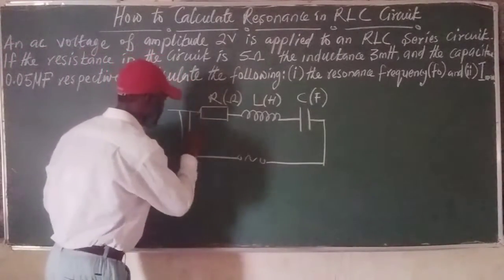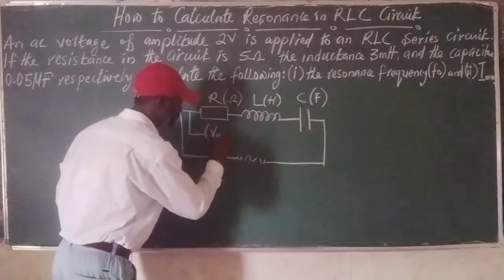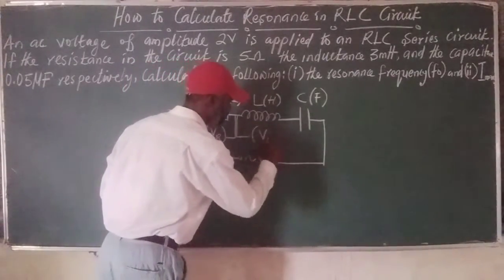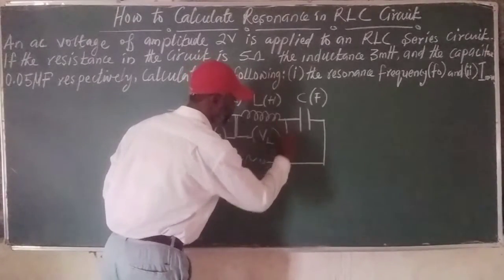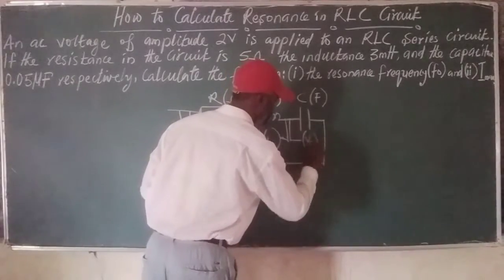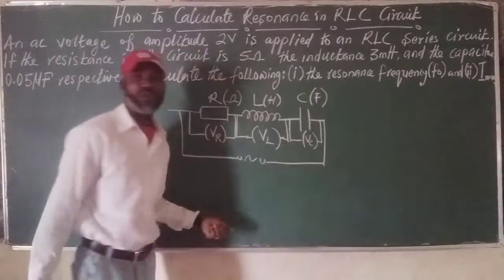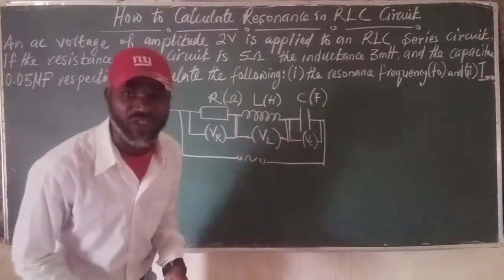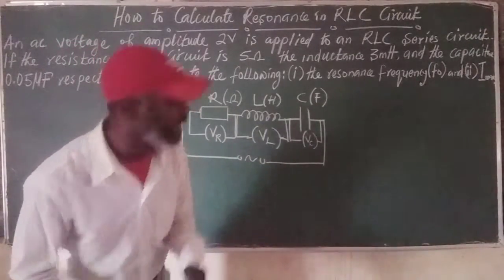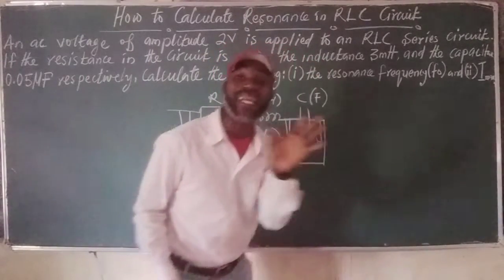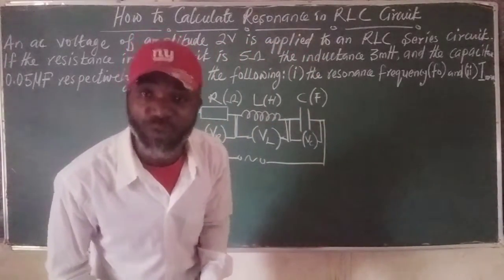So if we take care of this potential drop at this point, we also have potential drop at this point, and potential drop at this point as well. That's what we're going to take care of. But our concern is not about all these potential differences. No, what we need to do here is to find the resonance frequency and the maximum current. So how do we do that?